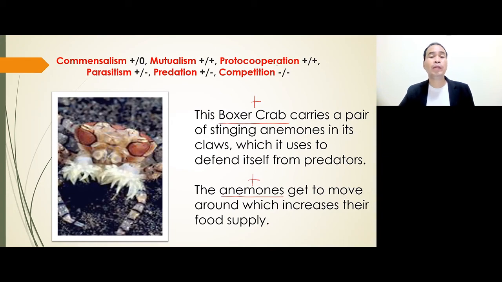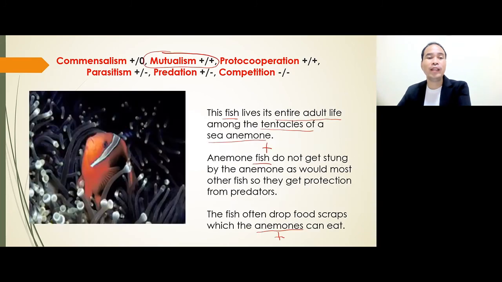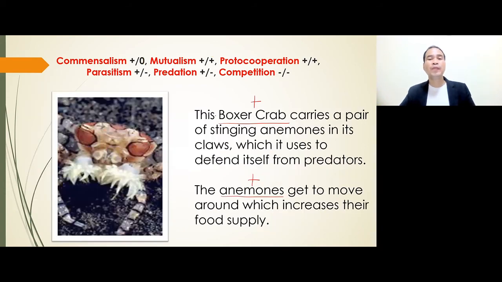Is it mutualism or protocooperation? Remember that anemones can survive without the boxer crab, because anemones can get their food from the anemone fish. In this situation, it's the anemone fish that will give food to the sea anemone. So this relationship is an example of protocooperation. They don't need each other to survive. The boxer crab can also move around without the anemones.